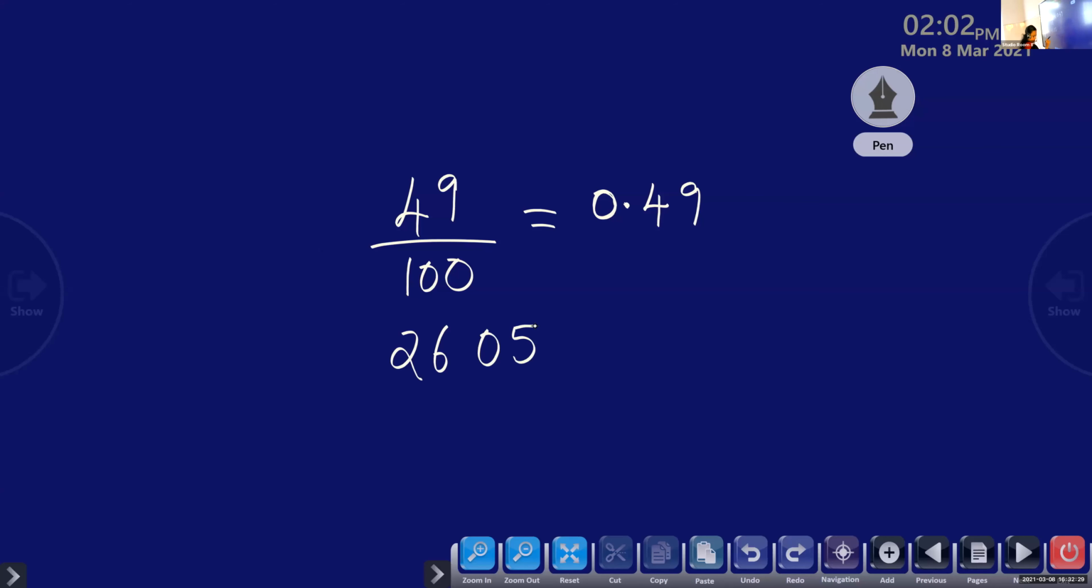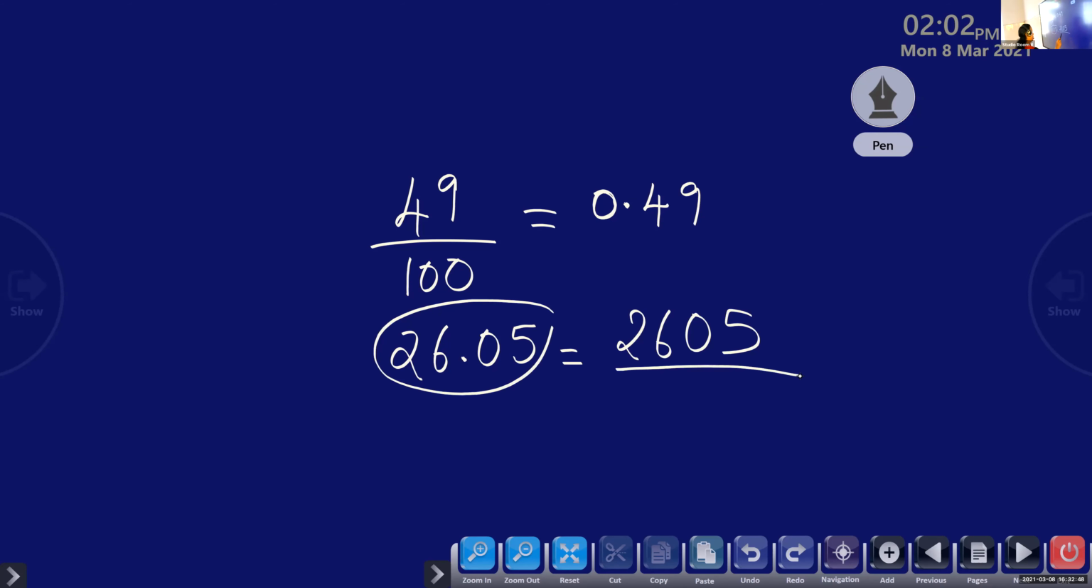So 26.05. How can I write it as a fraction? 2605 is the numerator, by 100. Very good. Because children, we look after the decimal point. We have how many digits? 2 digits. So we should divide by 100.